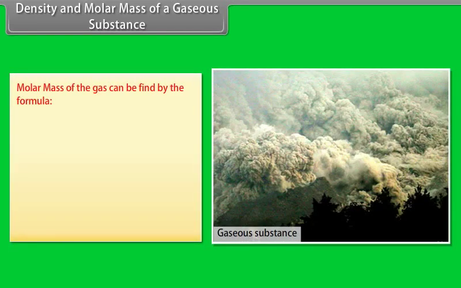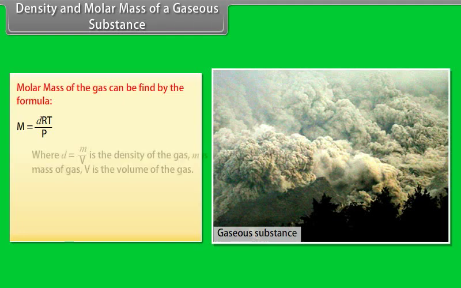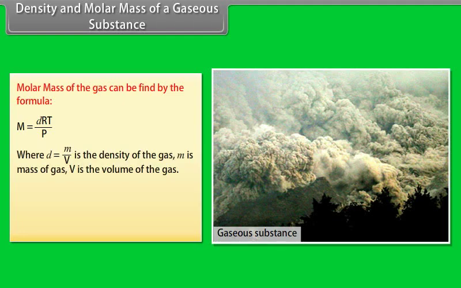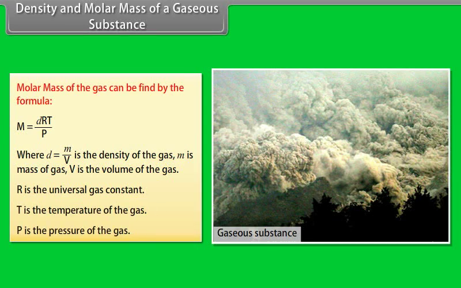Density and molar mass of a gaseous substance. Molar mass of the gas can be found by the formula M is equal to D into R into T by P, where D is equal to M by V, the density of the gas. M is mass of gas, V is the volume of the gas, R is the universal gas constant, T is the temperature of the gas, P is the pressure of the gas.